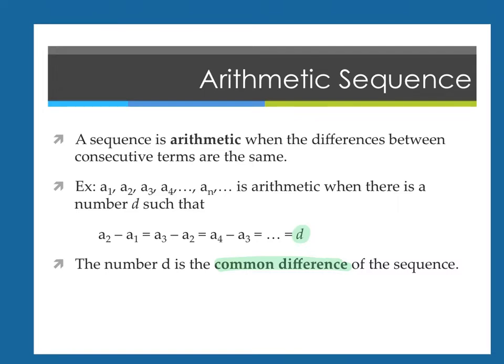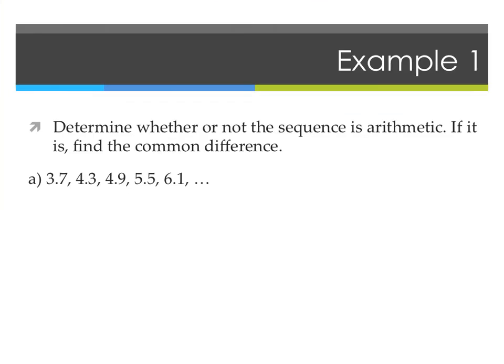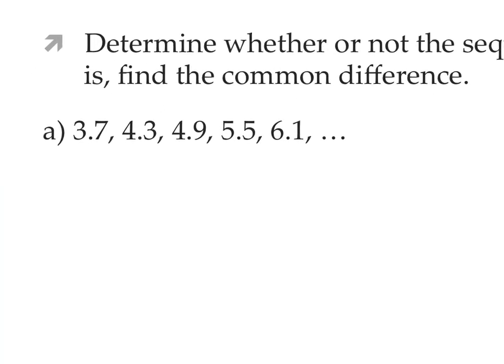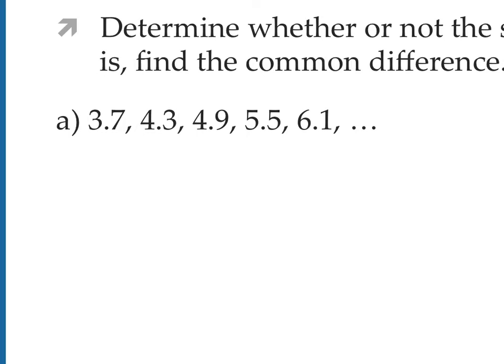Adding or subtracting the same number every time. So example 1 says determine whether or not the sequence is arithmetic, and if it is, find the common difference. So we want to look at the numbers that are there. It goes from 3.7 to 4.3, 4.3 to 4.9, 4.9 to 5.5, and 5.5 to 6.1.